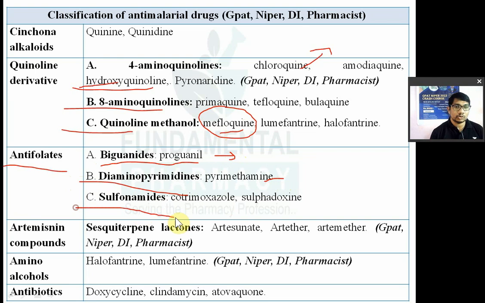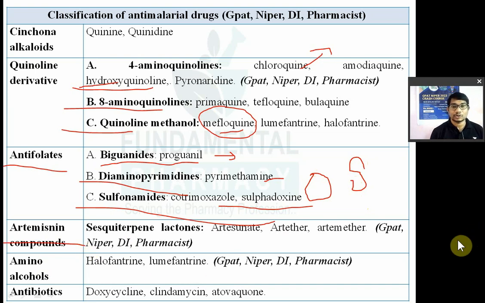Now sulfonamides, in that you have cotrimoxazole, sulfadoxine, right? Now remember pyrimethamine and sulfadoxine. Pyrimethamine and sulfa drugs are combined together to have a synergistic effect. Remember. Now the next one is the artemisinin compounds.